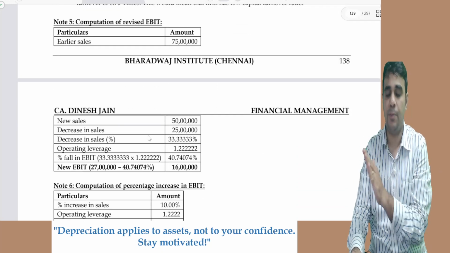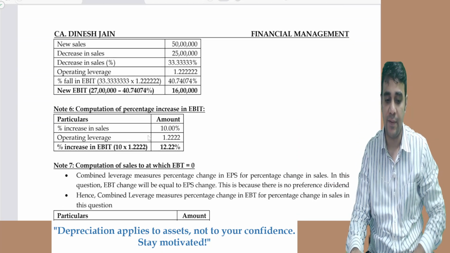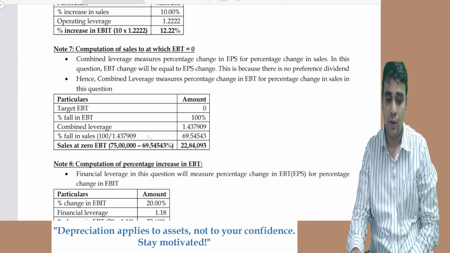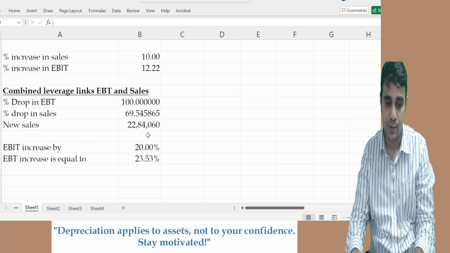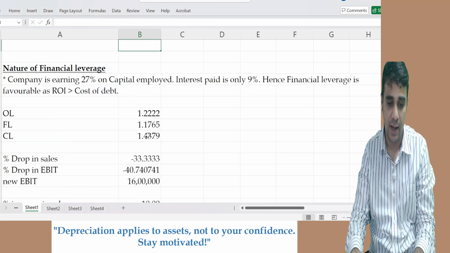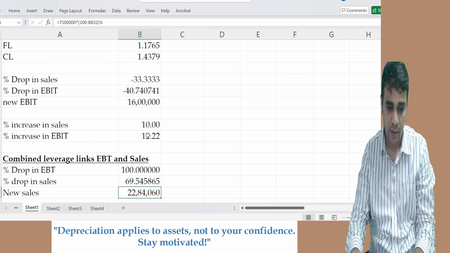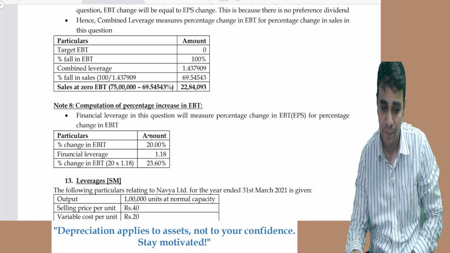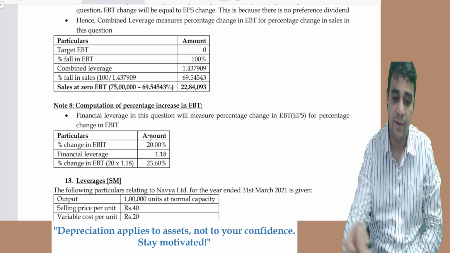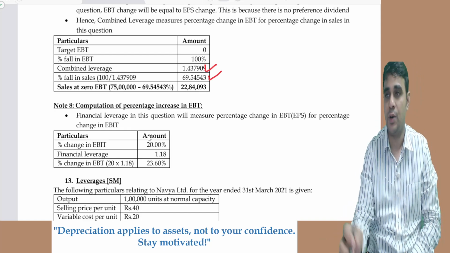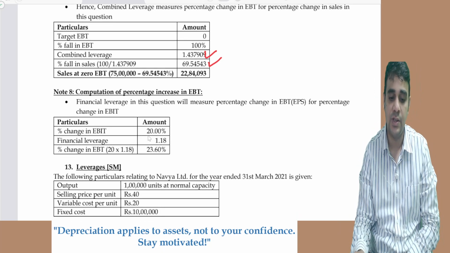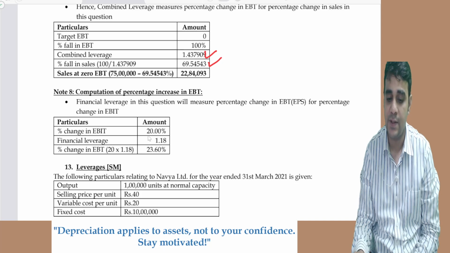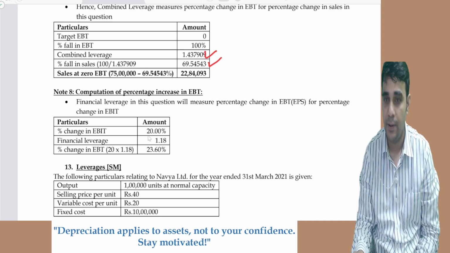So 33.3333, 40.74, and 22,84,093 is what this printed material is saying, and I had got it as 22,84,060. It depends on the number of decimals we do. Here the combined leverage is worked with 6 decimals so that we get a more accurate answer. And percentage change in EBT is 23.6%. Any doubts on this? Can you proceed?